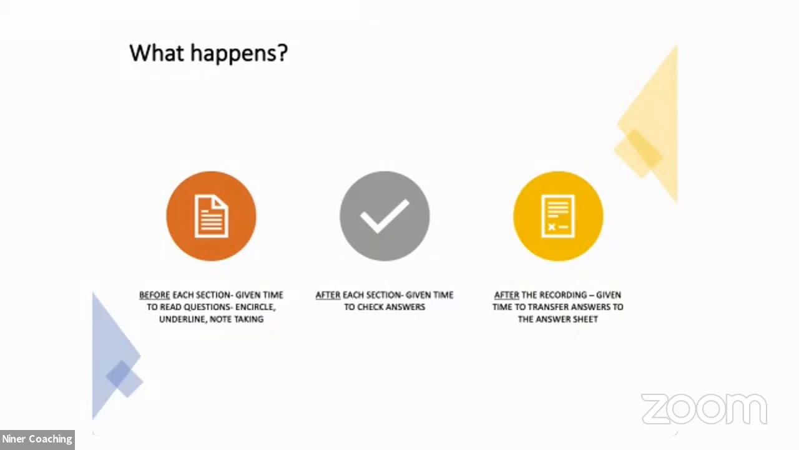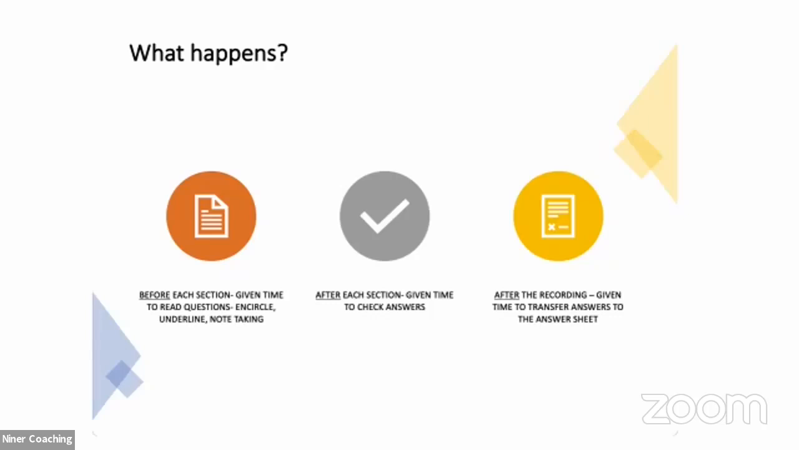But wait, there's more. After each of the sections or each of the parts, we call them parts right now, there are 4 parts in the test. You will be given time to check your answers. Typically, you have around 30 seconds to check your answers for every section, just to make sure everything is consistent, everything is grammatically correct, or perhaps there are no spelling errors or things like that. You have 30 seconds after each of the sections, or half a minute, to check your answers.